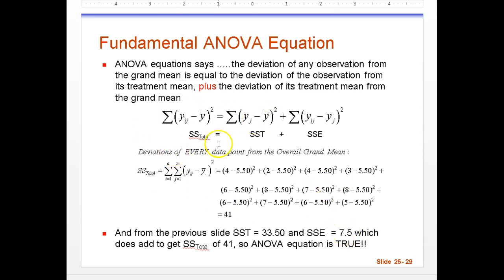So the Anova equation says, basically, if you take a data point, find out how much it deviates from the overall grand average, square that, do it for every data point you have, and sum up the mess. That is the same as taking the individual group means, finding how much they deviate from the overall grand average, squaring that and summing it. That's your SST, sum of squares for treatments, plus every data point minus its own group mean, squared and summed, which gets you SSE. So when you add these two things together, you get SS total.